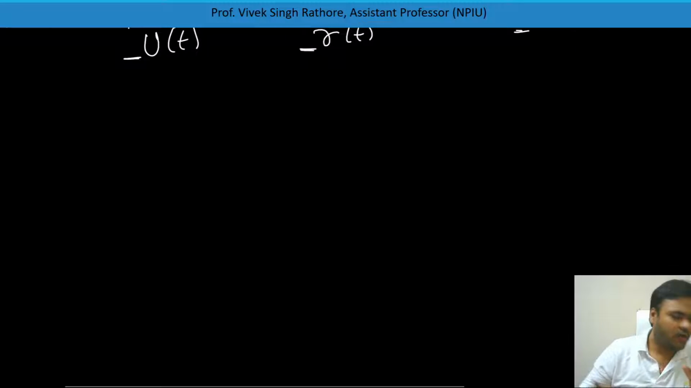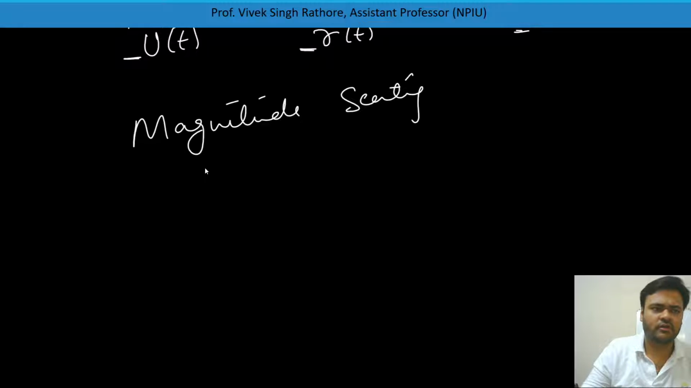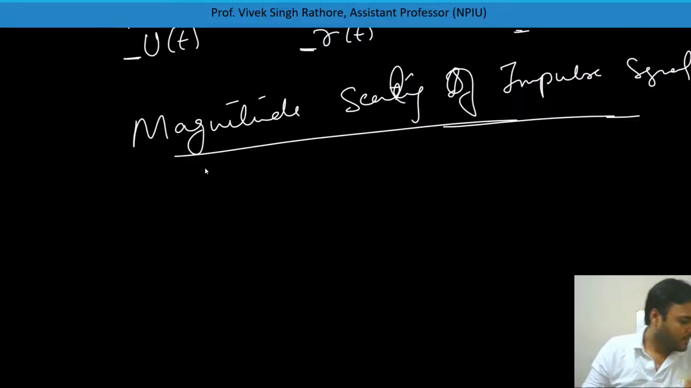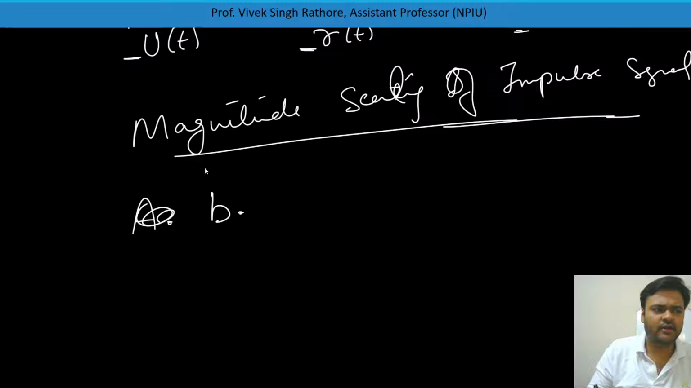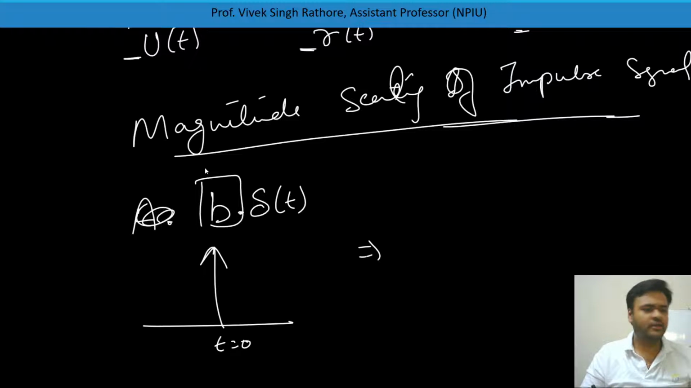Now if you do magnitude scaling, what will happen? Magnitude scaling of the impulse signal. Let's take b into delta t. Our impulse signal was there at t equal to 0, and we have multiplied its magnitude with our unit impulse signal. You will get the area here as b.